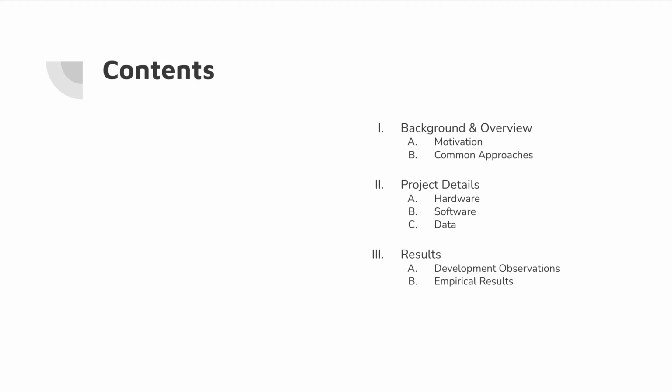So we'll begin with background and overview. We'll talk about the motivation for this problem, some common approaches to solve it. Then we'll go into project details of my particular project. In particular, we'll go over the hardware, then the software, and then finally the data sets that I used. And then we'll go into results, starting out with some observations that I made during the development process, and then we'll end with empirical results.